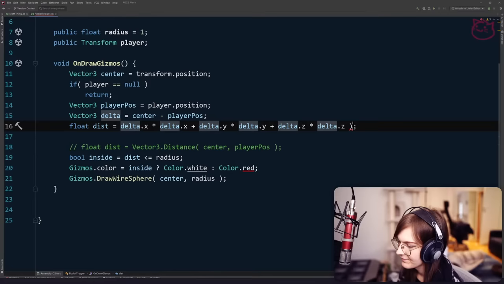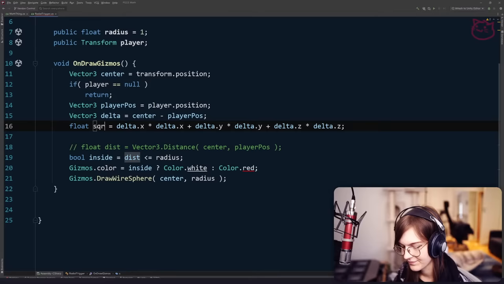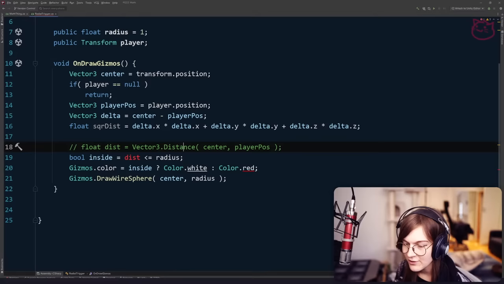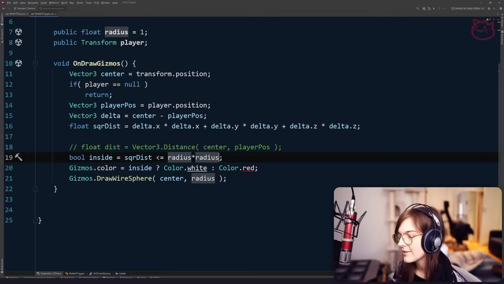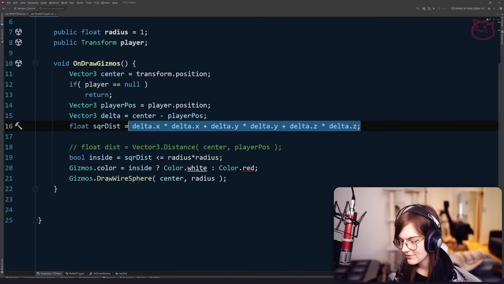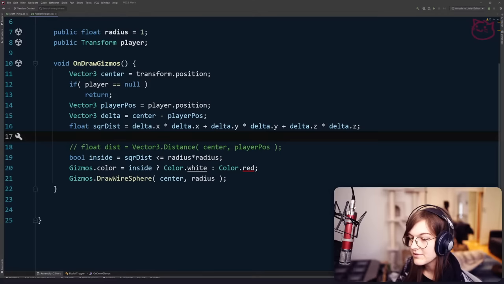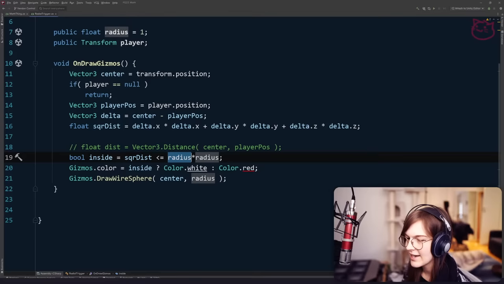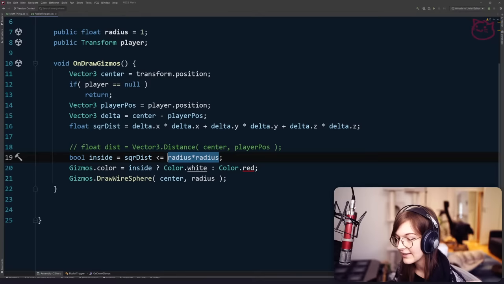And then we end up with something that's usually called the squared distance, because it's the distance to the power of 2. Then instead of comparing it to the radius, we compare it to the square of the radius. So now we've removed the need to do the square root, and everything works the same. It's just that we don't actually have the correct distance anymore, but that doesn't matter because all we need to check is if it's less than or greater than a certain threshold. And if that threshold is also squared, then it's going to work.